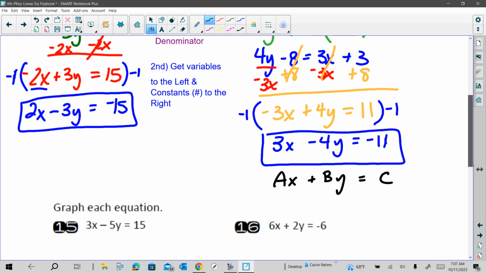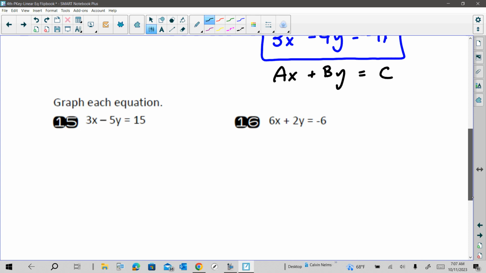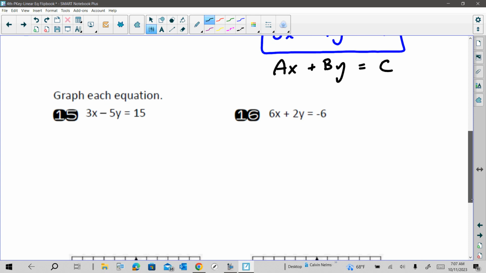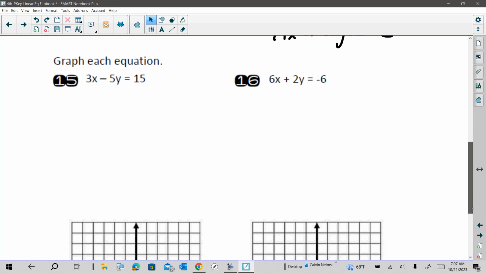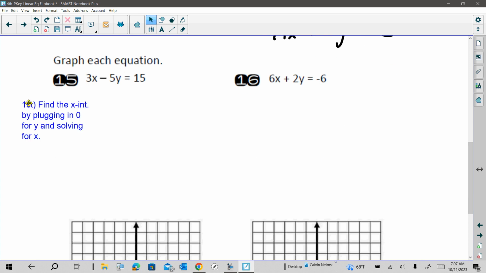Now, for graphing in standard form, there is a faster way if we check our x and y intercept. For the x and y intercept here, what I have to do is basically plug in 0 for the y and then solve for x. So when I do that, let me just show you what that looks like. This would be 3x minus 5y equals 15. Plug in 0 for the y, solve for x.